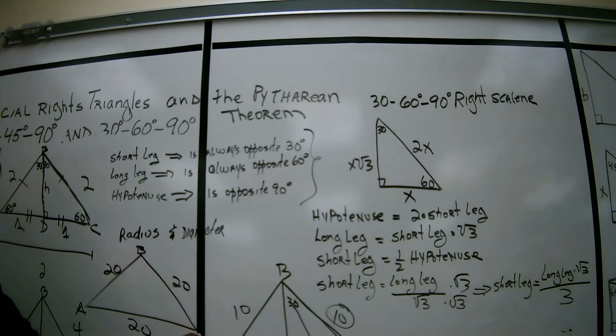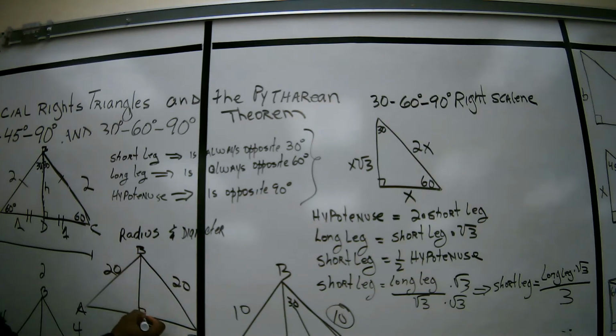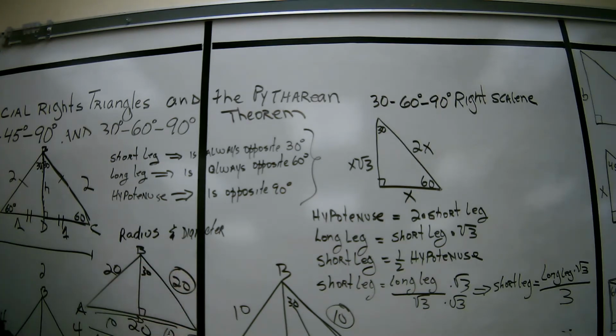As long as I drew my perpendicular bisector to the base, it's going to cut the base. Instead of 20, DC will be 10, and AD will be 10. That's how you get AC is 20. As you can see, the short leg is 10, the hypotenuse is 20. There's a relationship, 2 to 1 or 1 to 2.